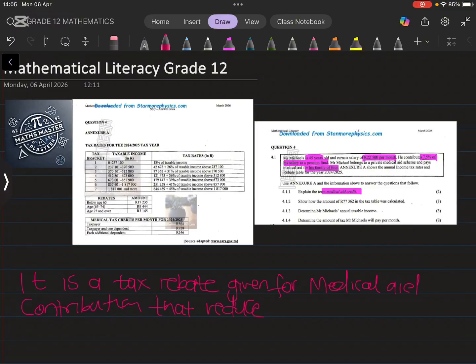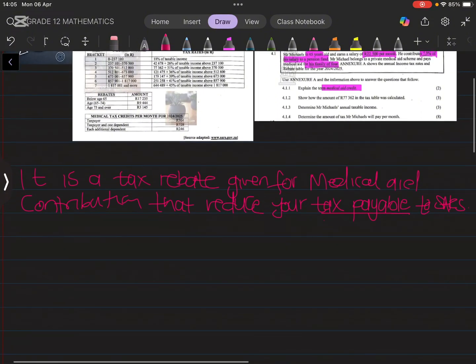that reduces your tax payable. Your tax payable to government or to SARS. You can use SARS. So that is what we call a medical aid credit. So the more you contribute, the more you pay medical aid, or the more dependents you have on your medical aid, that will also affect your tax payable, the amount of money which you must pay to SARS, or the government, in the form of tax.